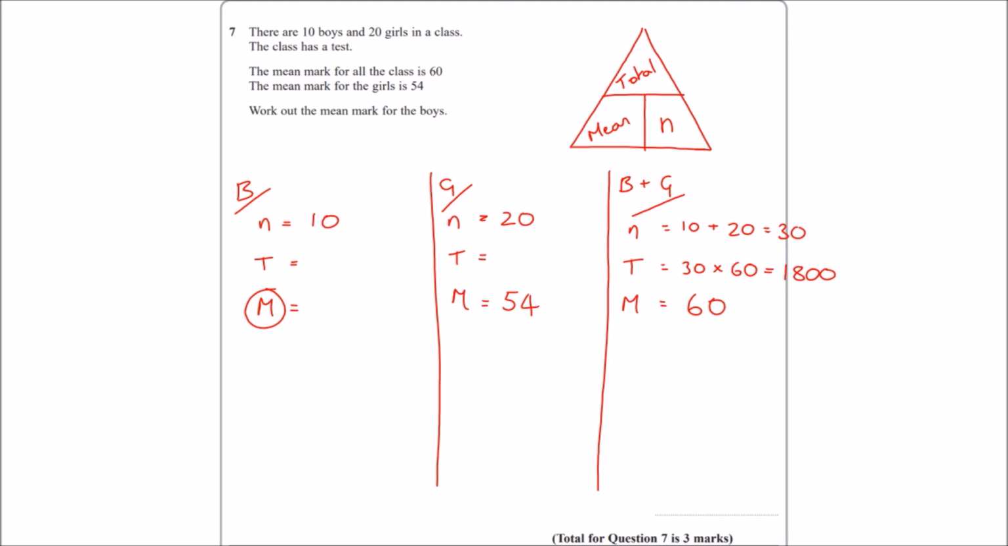Now again here, 20 times 54 is 1,080. So the total for the boys must be 1,800 minus 1,080, which leaves 720. Now, just reminding myself to find the mean, which is what I'm after for the boys, it's total divided by the number of values. So that's 720 divided by 10, which is 72.